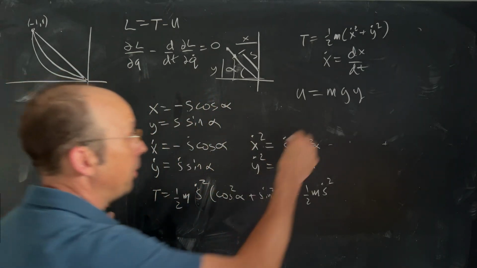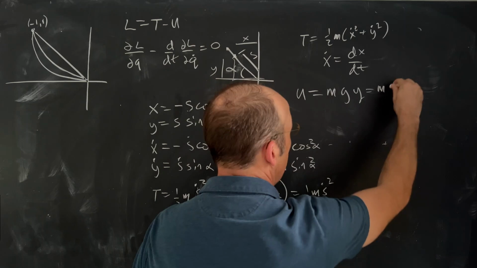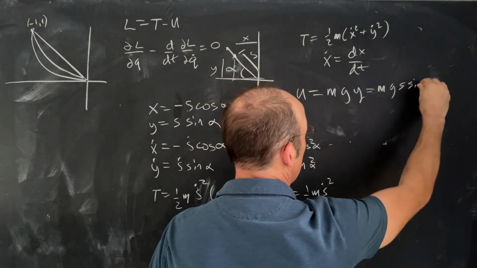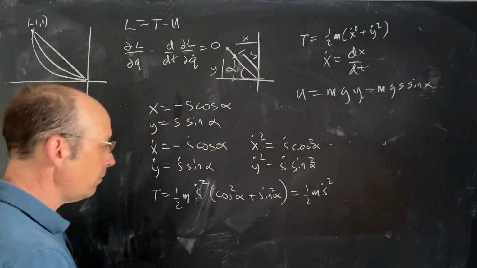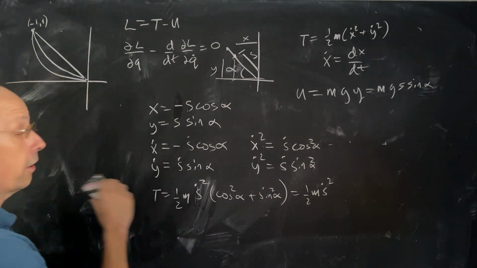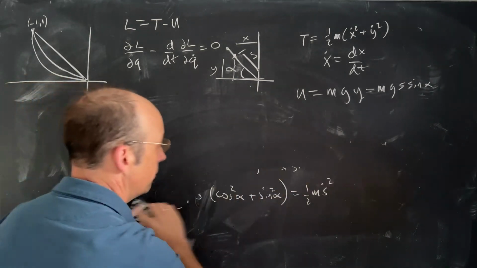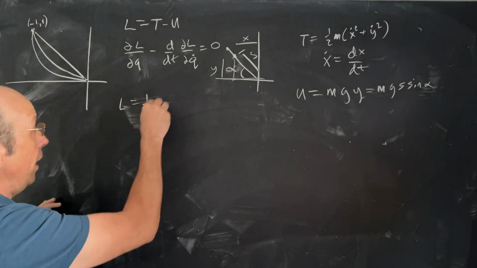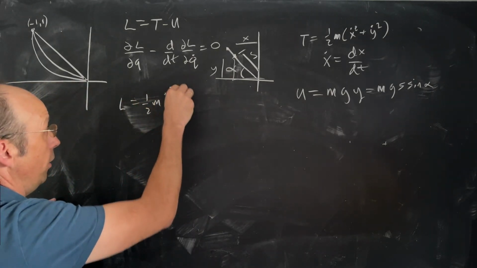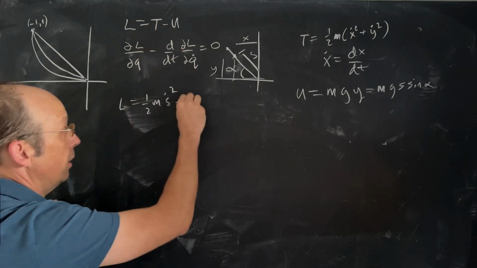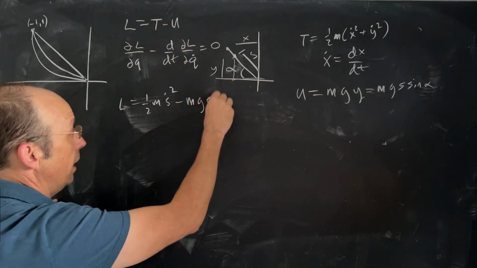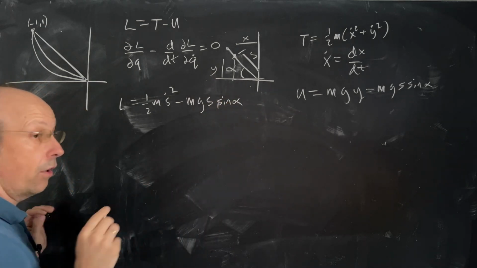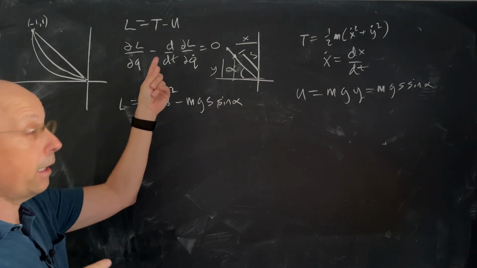And then for my potential, that's pretty easy. It's just mg s sine alpha. Okay, so let's write down my Lagrangian. I'm going to erase this. So I have L is 1/2 m s dot squared minus the potential, minus m g s sine alpha.